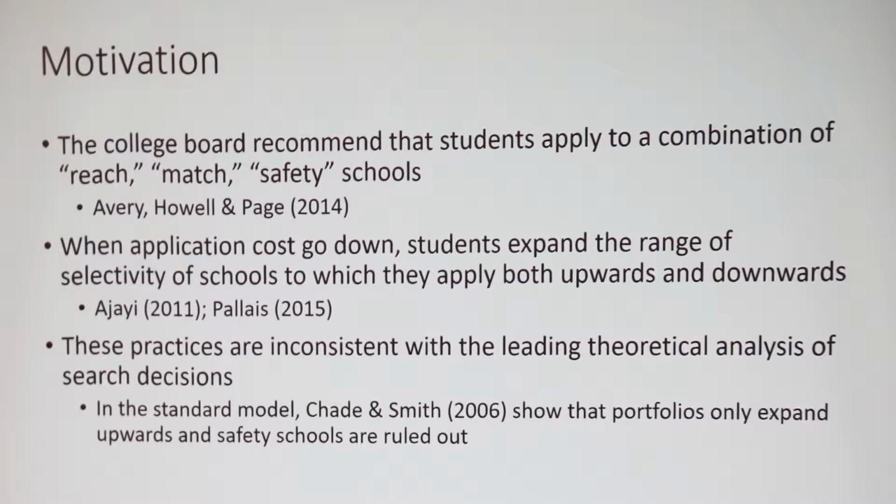And empirically, it's observed that when application costs go down, students expand their application portfolios both upward and downward, applying to more selective and to less selective schools. Now, these practices of diversification are ubiquitous, but they are inconsistent with the standard analysis that we use in economics, both for theoretical models and for applied studies. In these models, Chade and Smith show that applying to a safety school should be ruled out, and that when application costs are reduced, the optimal portfolio should expand only in an upward direction.